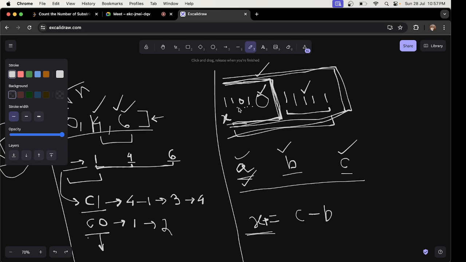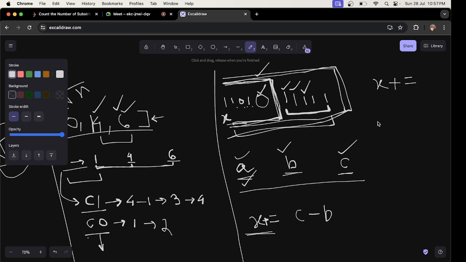So let's say if there are x dominant substrings, you can add the first one with it. So the number of dominant substrings is added by 1. Then you can add this substring, it gets added by another one. So the number of dominant substrings is increased by these many ones. What is the value of these many ones? It's c minus b. So it will be x plus c minus b. Simple thing.